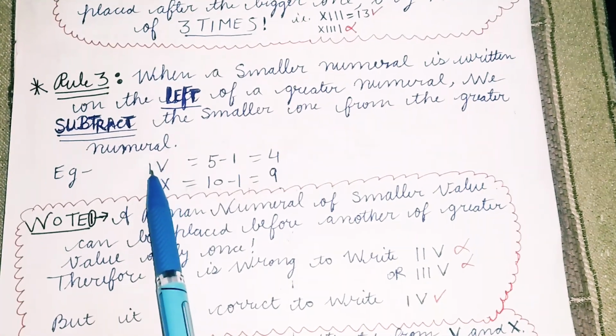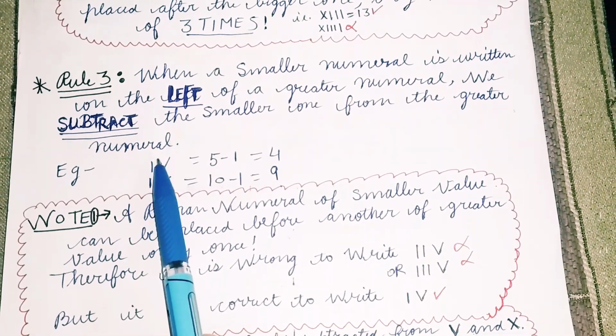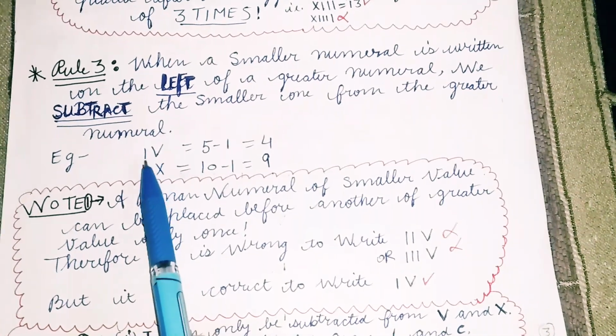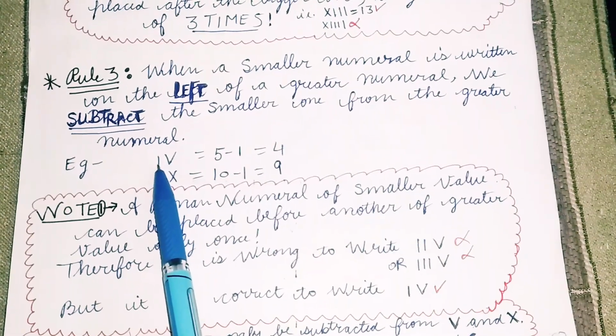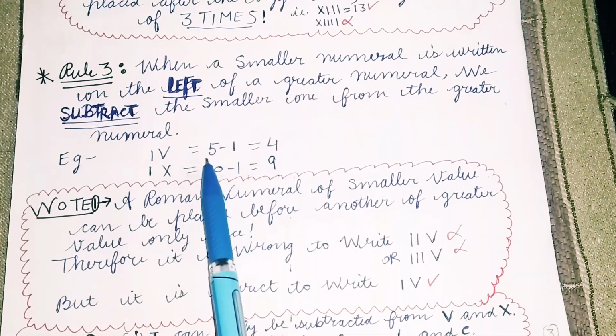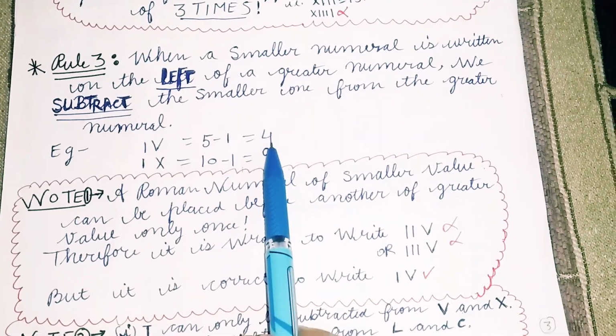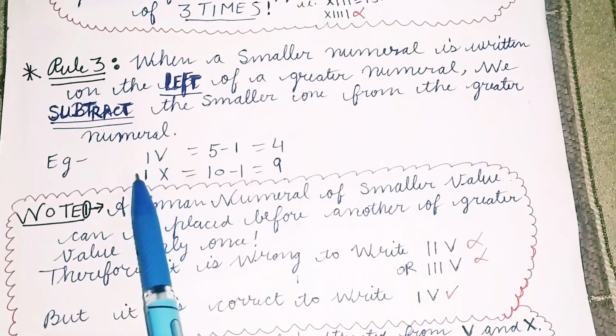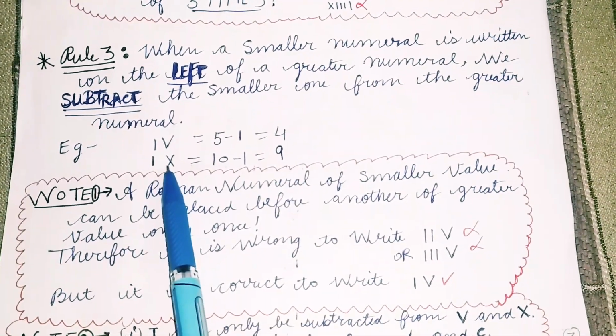That means you will subtract the value of smaller symbol from the value of greater symbol. The value of I, that is 1, will be subtracted from value of V, that is 5. So that the answer becomes 5 minus 1 is equal to 4. Similarly, in next example, you can see IX is written.